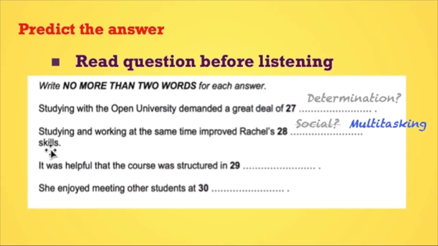Similarly, I've done the second one as well. Studying and working at the same time improved Rachel's skills. So improved Rachel's blank skills. So initially, before I listened to the clip, I just wrote social because this was just a wild guess. But when I listened to the clip eventually, it told me that the answer is actually multitasking skills. So it's completely okay if you cross the answer and then write another answer. But predicting the answer will prepare your mind for when you listen.